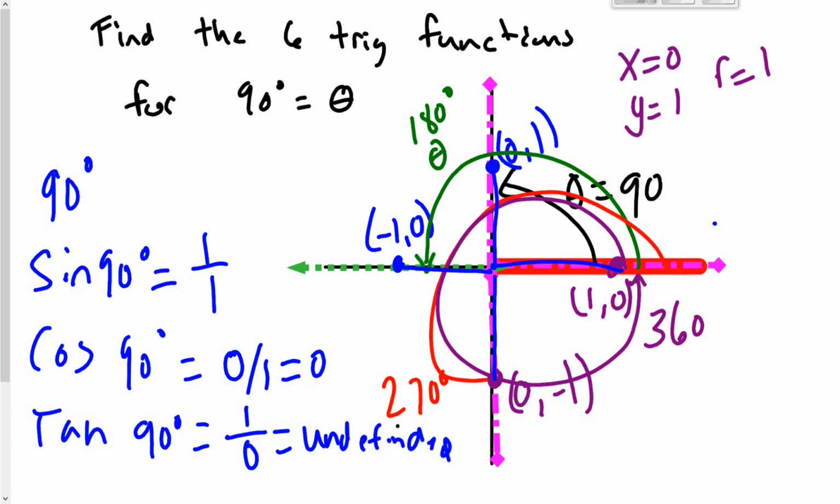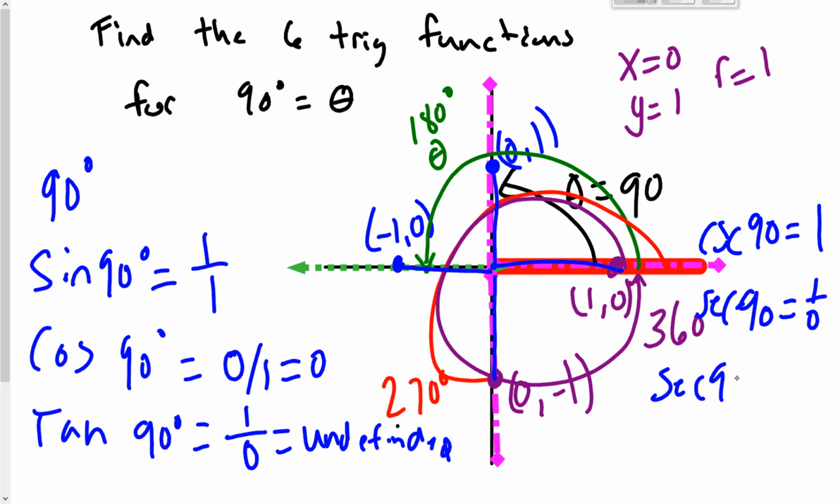We could do their reciprocals. Cosecant of 90 is still 1. Secant of 90 equals undefined, right? Because I'd be flipping 0 over 1, so that'd be 1 over 0. So secant of 90 is undefined. And cotangent of 90 would be 0 over 1, which is 0.